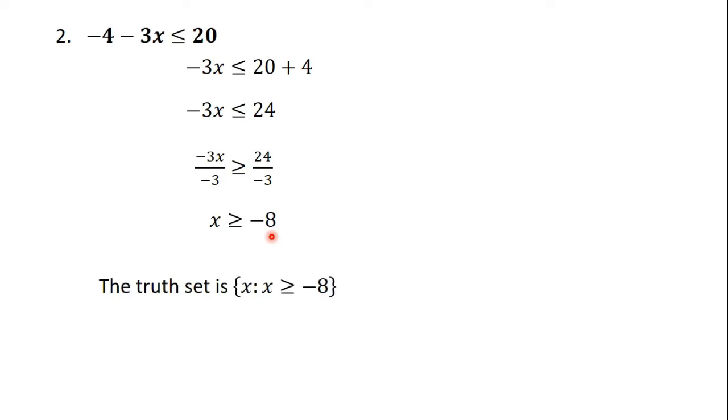You present your answer as a truth set. So the truth set is x is such that x is greater than or equal to negative 8. The question said we should illustrate our answer on a number line. So we draw a number line. On the number line, make sure that the number in your answer is on the number line. The number in our answer is negative 8. So you should make sure that negative 8 is on the number line.